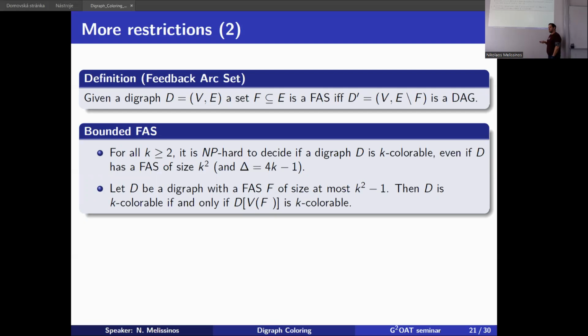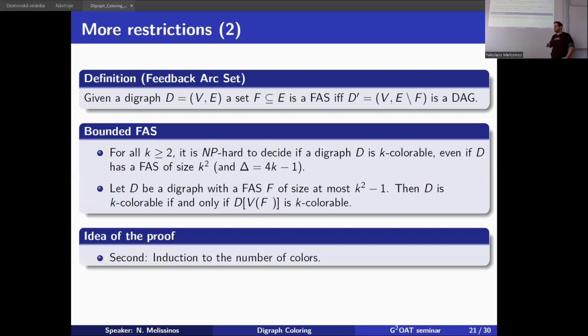Before, we didn't need the part about the vertices because it was vertices. So the graph is k-colorable if and only if the induced subgraph by the vertices of the feedback arc set is k-colorable. The second result is based on induction on the number of colors. It's not something really complicated, while the first result still needs a bit more complicated palette in order to force the feedback arc set to be of size at most k squared.